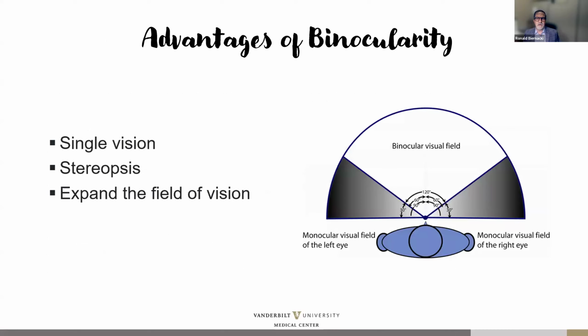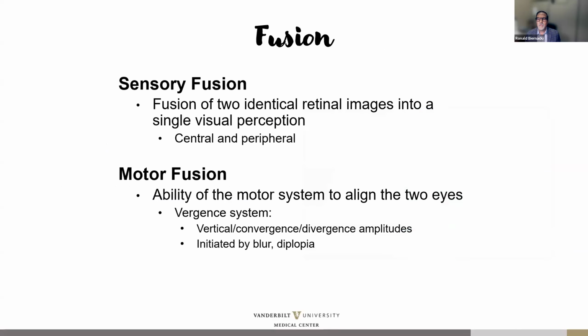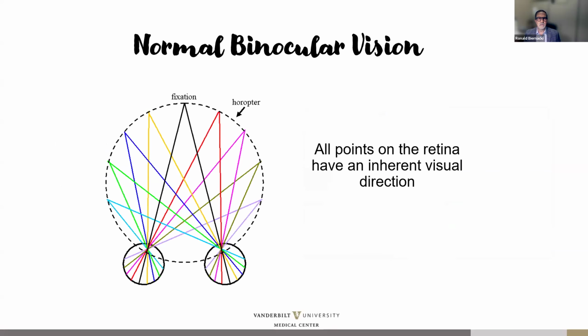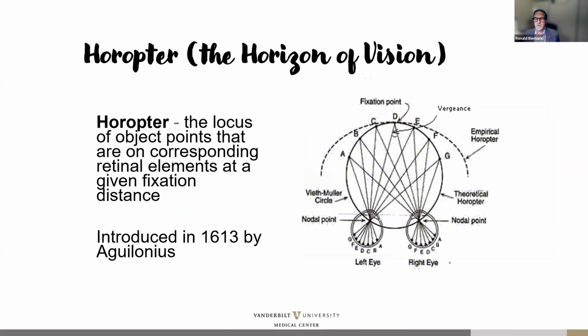So what are the advantages of binocularity? It allows us to appreciate single vision, stereopsis, and to expand our field of vision. There are 2 types of fusion that we use: sensory fusion, which includes central and peripheral fusion, and motor fusion, which uses our vergence system to allow our eyes to align. Normal binocular vision is when all the points on the retina have an inherent visual direction. And then all those points make up the horopter, or horizon of vision. So objects localized on a plane lying in front of or behind the horopter are seen as having depth.